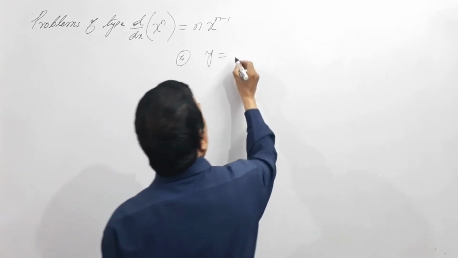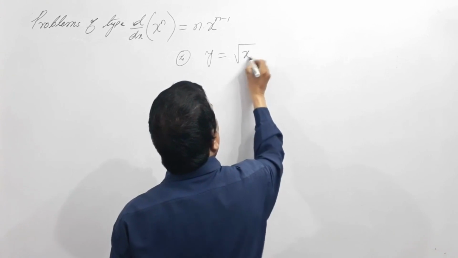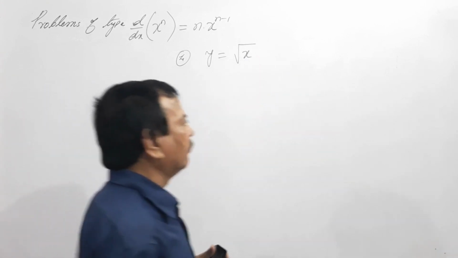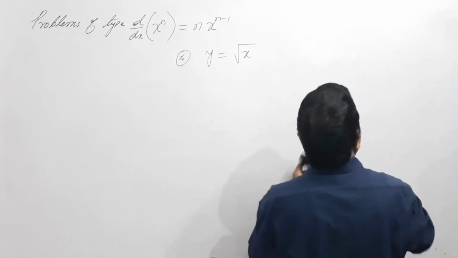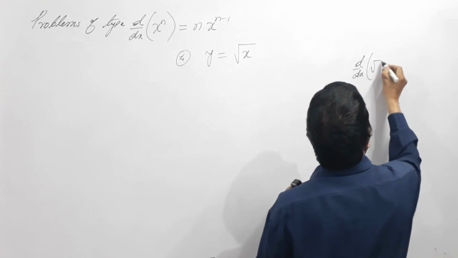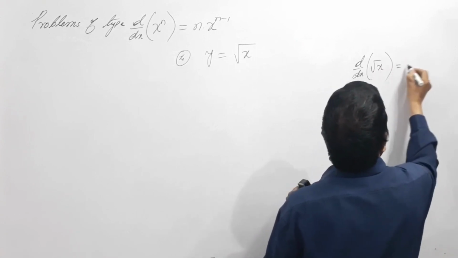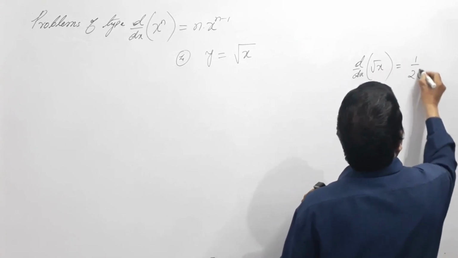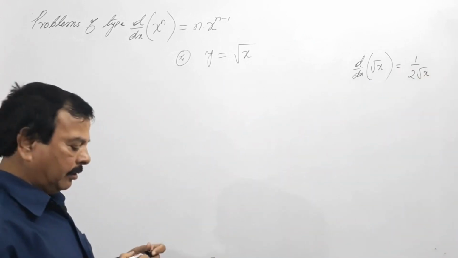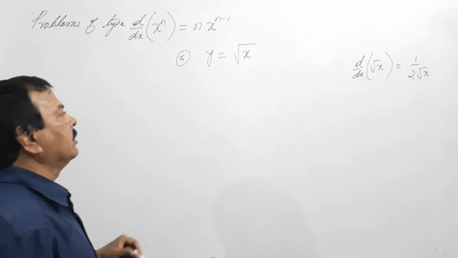Y equals square root of x. We know that I have taught you d by dx of root x is nothing but 1 by 2 root x, right? I have taught you this in the formula. So let us solve this.